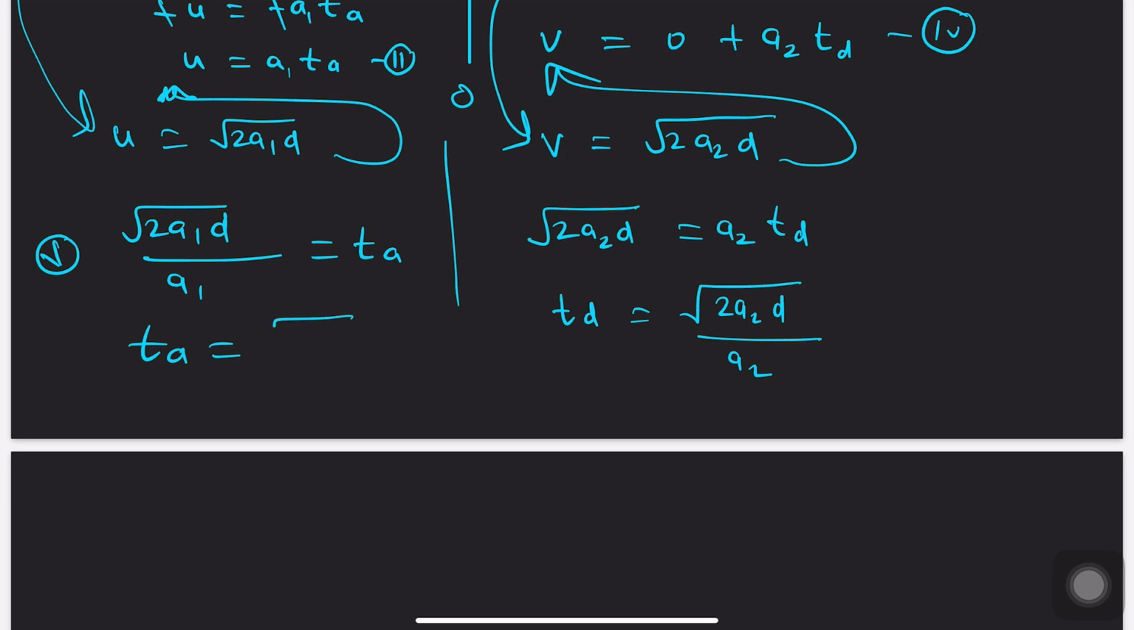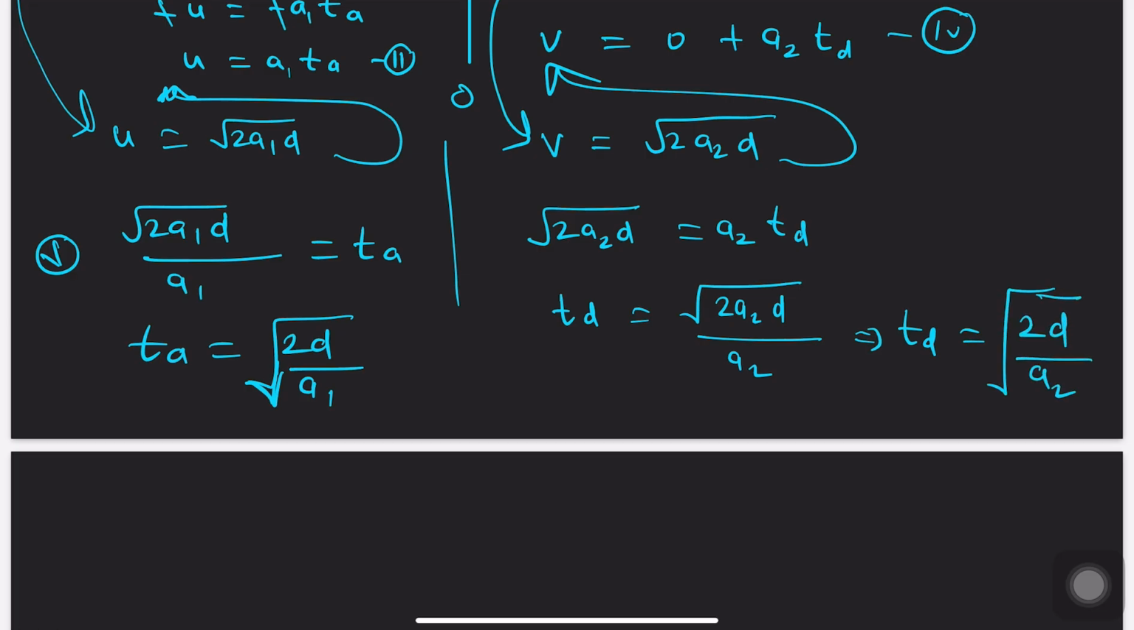is equal to under root of 2d by a1. I hope you're getting my point, because this will become a1 square when it goes inside the root. So it will become 2d by a1, and from here td is equal to under root of 2d by a2.